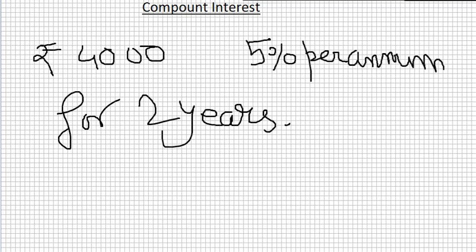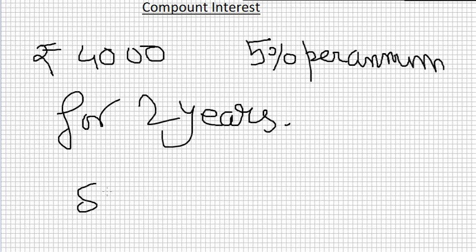And simple interest. So the difference is that compound interest is something that happens regularly, or in an interval period. Suppose the same example we are doing. If it was simple interest, then what would we have done?